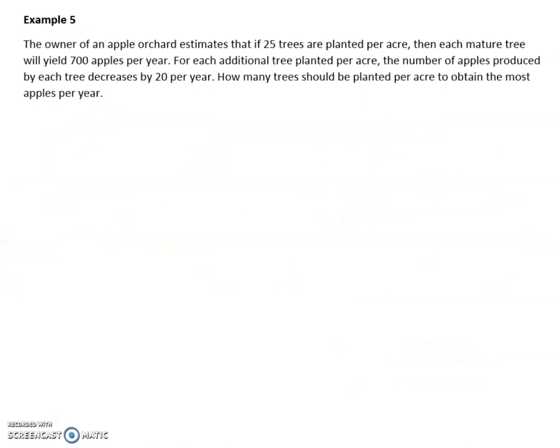All right, last example. You see this one quite a bit because this one deals with profits and companies. And so this is a very commonly used relationship for calculus. So they tell you here the owner of an apple orchard estimates that if 25 trees are planted per acre, then each mature tree will yield 700 apples. For each additional tree, the number of apples produced by each tree decreases by 20 per year. How many trees should be planted to obtain the most apples?